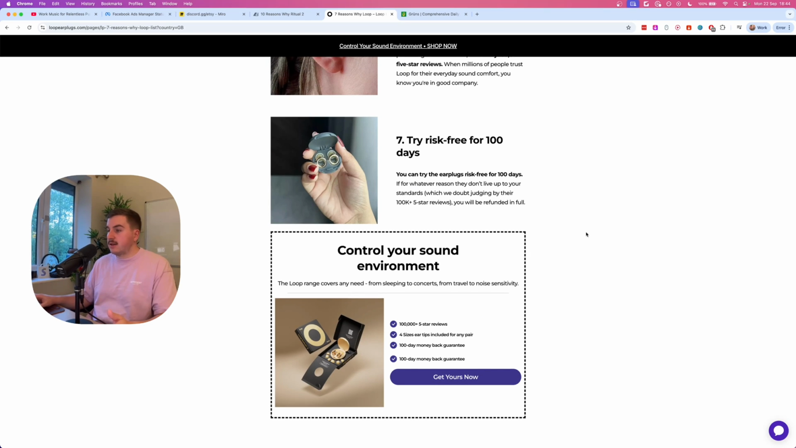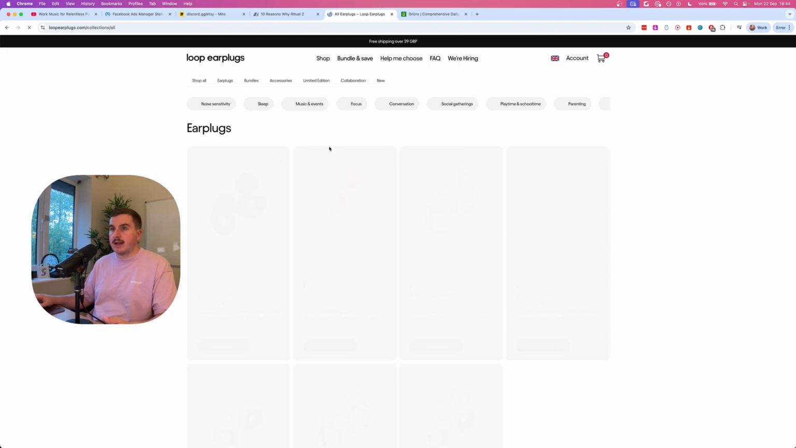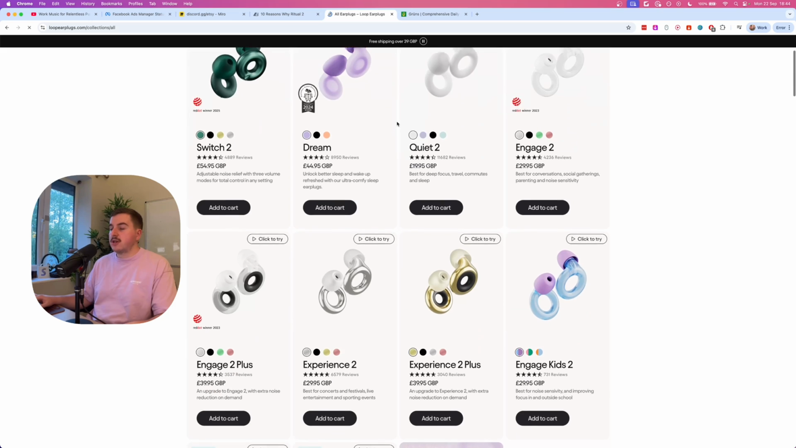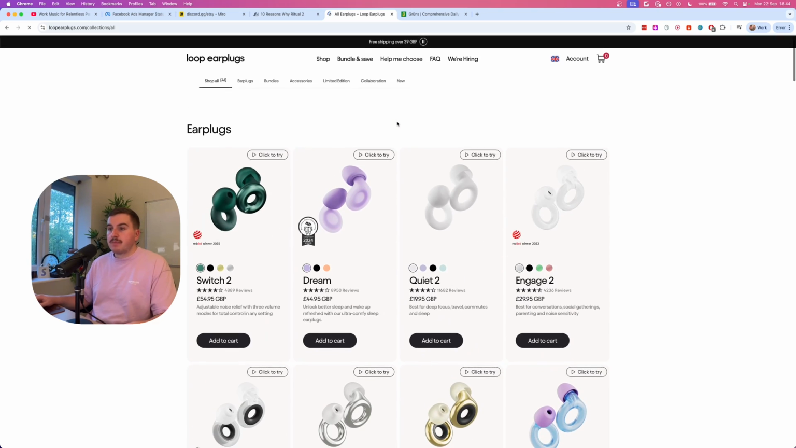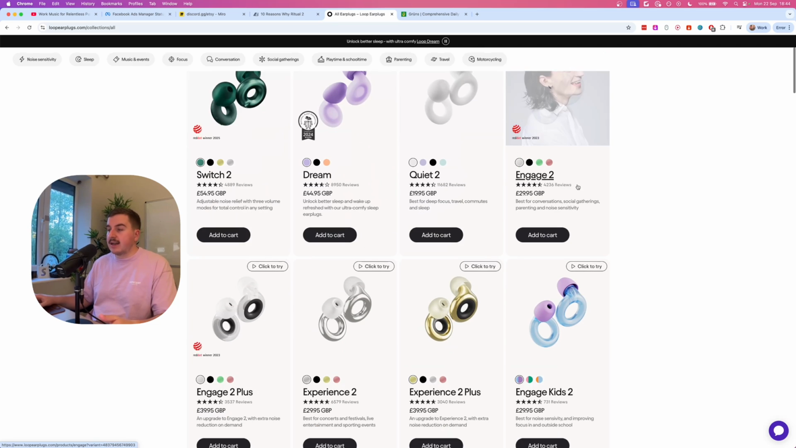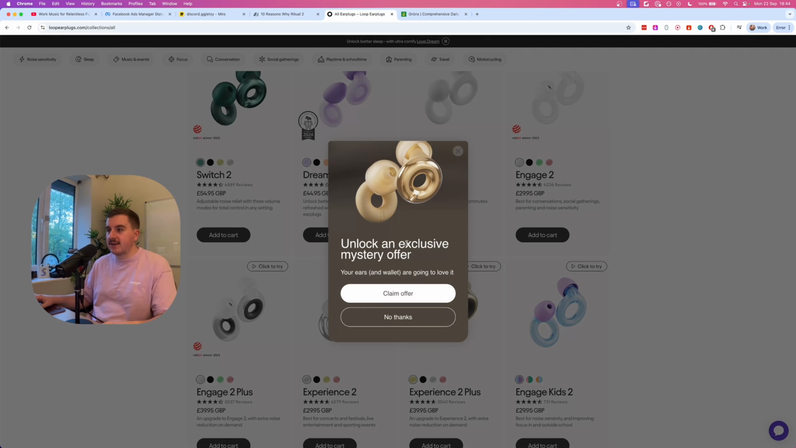And again, you come down to the bottom. Oh, get yours now. Yeah, I want to get mine now. And then look at that, straight to the collections page. You can see exactly what it is. They get to this page and now all they're looking at is price point and color. That's the only decision they have. And now look, wow, mystery offer.